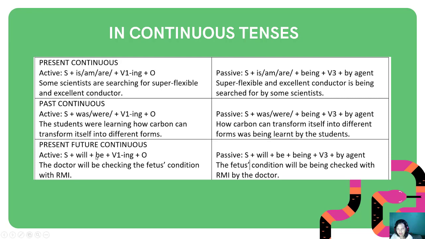Okay, the next is present future continuous. Subject plus will plus be plus verb 1 in plus object. And then you have will be being verb 3. The doctor will be checking the feather's condition with RMI. So the feather's condition will be being checked with RMI by the doctor.